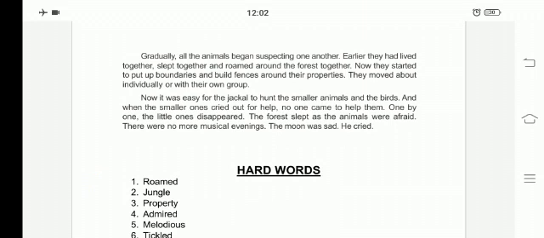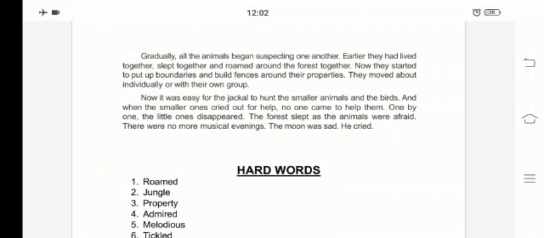By divide, this jackal has polluted everyone's minds, and everyone got separated. Before, they used to be together, but now they have started to live individually or to move in their own groups. So the jackal got a chance to hunt the smaller animals and the birds. When they cried out for help, there was no one to help the small animals. Later, one by one, all the little animals disappeared. The forest slept as the animals were afraid.